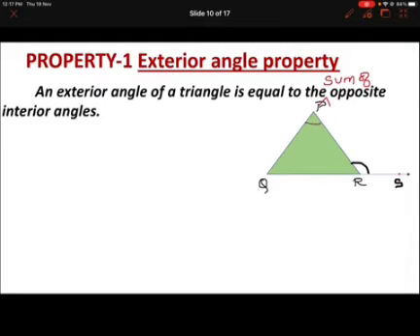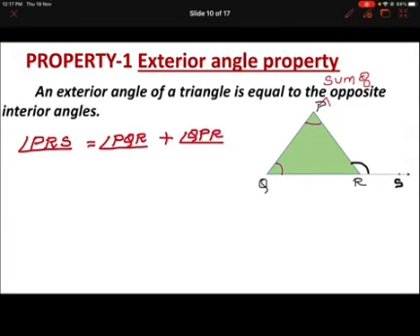So, opposite interior angles. So, angle PRS, where is angle PRS? It's here. So, this angle should be equal to this plus this. Okay. Angle PRS equals angle PQR plus angle QPR.